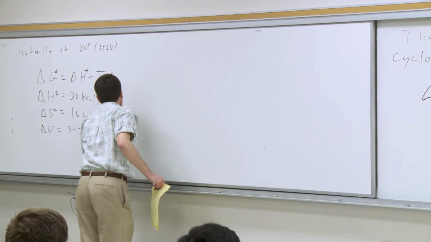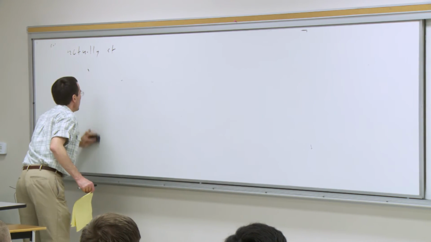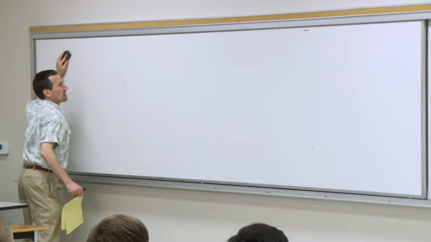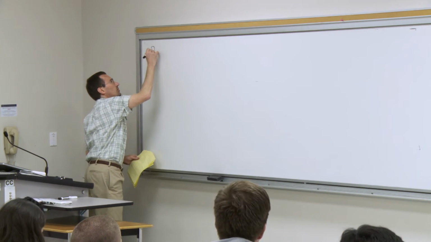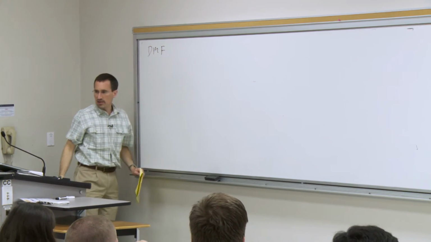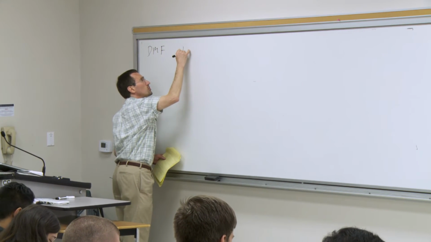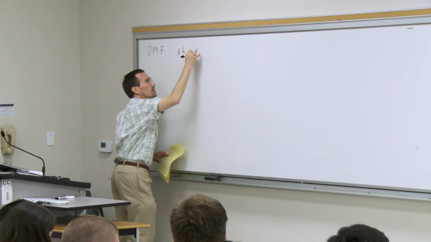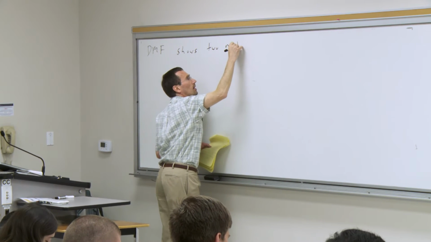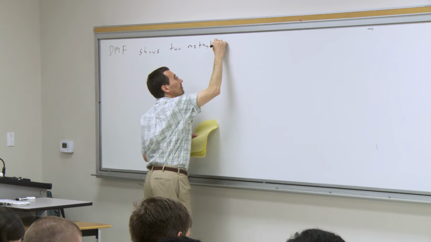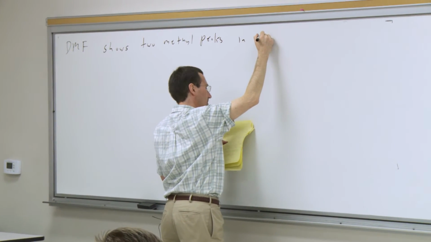Now, I'll juxtapose cyclohexane with another classic example that's often used when talking about rates in NMR processes, and that is the molecule DMF, dimethylformamide. Dimethylformamide shows two methyl lines in the NMR spectrum at room temperature.